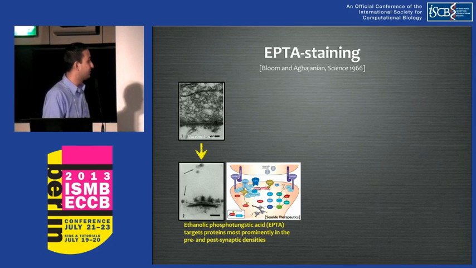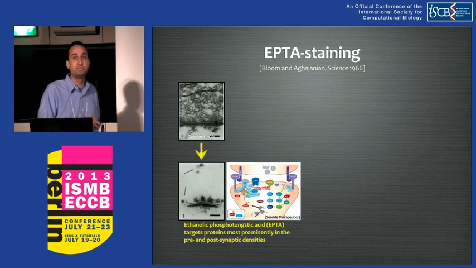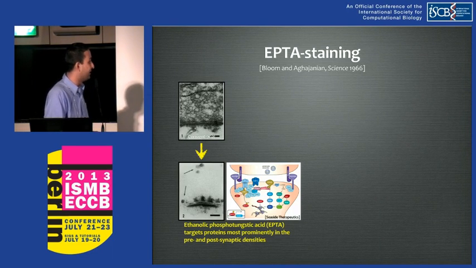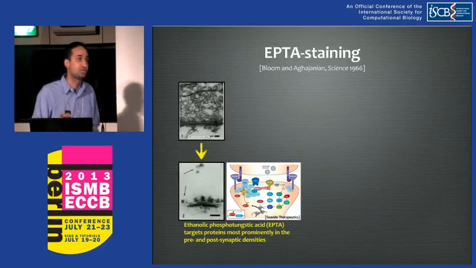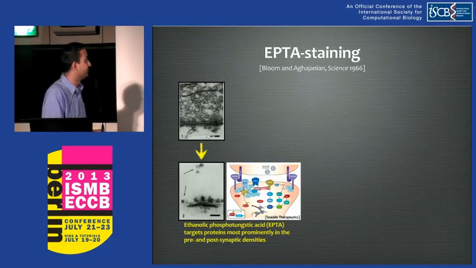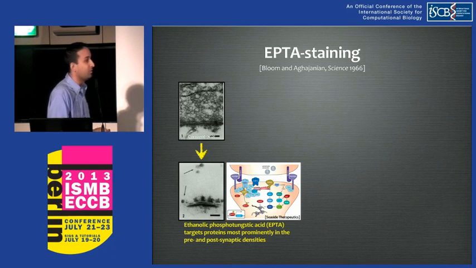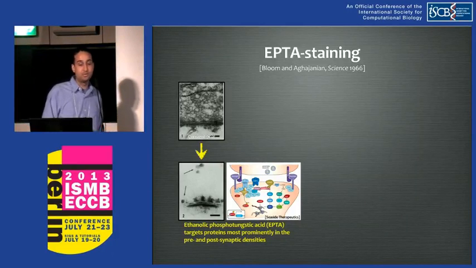What this stain does is it targets proteins, which I'm showing here, that are prominently on the pre and postsynaptic side of the synapse. And ethanol is used to basically wash away everything else that's in the image. So you see this much cleaner image where the synapse is preserved and all the other stuff is removed. Okay, it's not that simple.